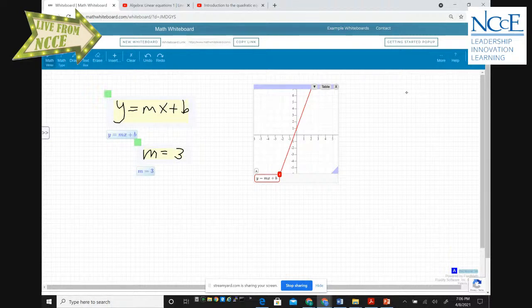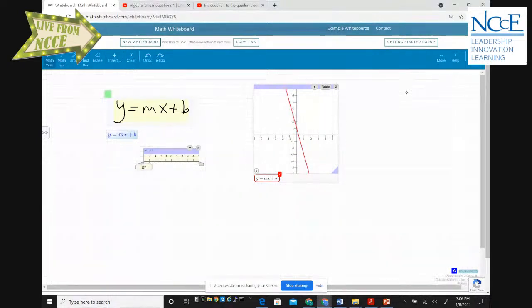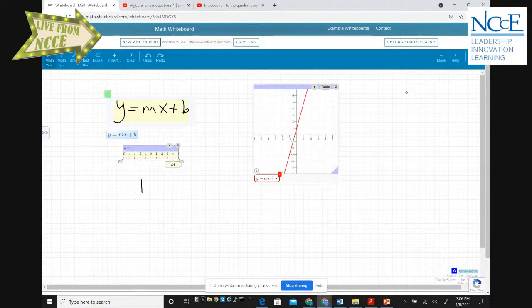I can also create a slider for m, and now show very dynamically and interactively what m, or slope, really represents. What's slope? That slope. When slope is negative, it looks like this. When slope is positive, it looks like that. B is the y-intercept. And I'm going to create a slider for b.